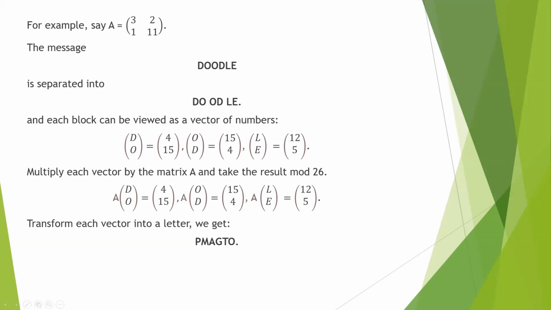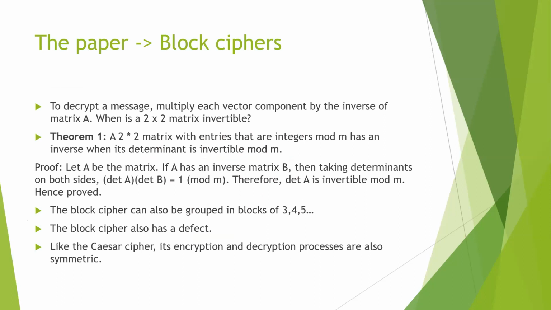Now you basically turn each vector into a letter and get this. The paper. This is another thing to do with block ciphers. To decrypt a message, multiply each vector component by the inverse of matrix A. We can understand that because the inverse of matrix A times matrix A is the identity matrix, which can be regarded as 1.